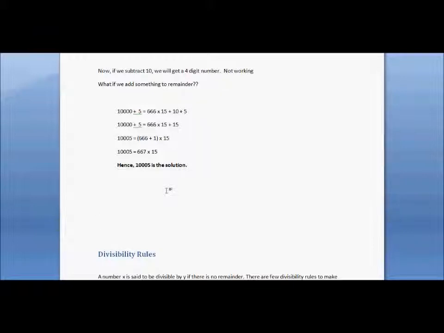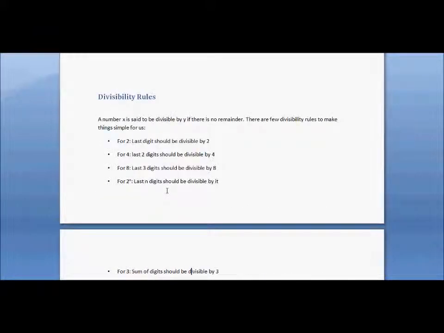Now let's go to the next concept, which is divisibility rules. We know when a number x is divisible by a number y: when the remainder is 0, right? So then only we say that x is divisible by y. There are a few divisibility rules to make things simple for us. What is the divisibility rule for 2? When I say what is the divisibility rule for 2, what I mean is, when can we say that a number is divisible by 2?